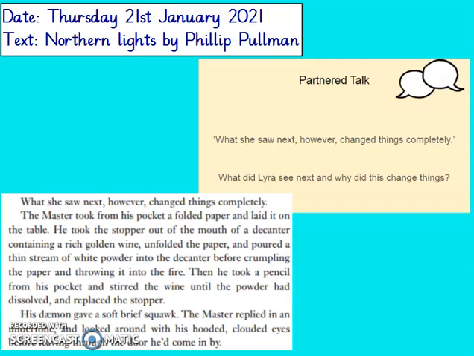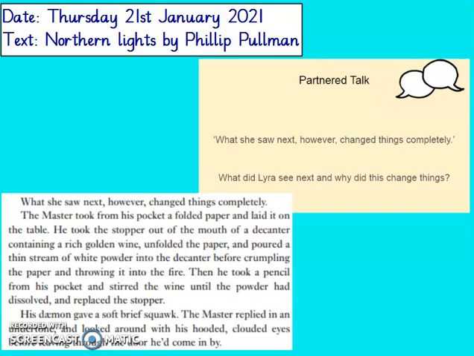The master took from his pocket a folded paper and laid it on the table. He took the stopper out of the mouth of a decanter containing a rich golden wine, unfolded the paper and poured a thin stream of white powder into the decanter before crumpling the paper and throwing it into the fire. Then he took a pencil from his pocket and stirred the wine until the powder had dissolved and replaced the stopper. His daemon gave a soft, brief squawk. The master replied in an undertone and looked around with his hooded, clouded eyes before leaving through the door he'd come in by. I hope as you've read this, you've visualised what is going on in the story.